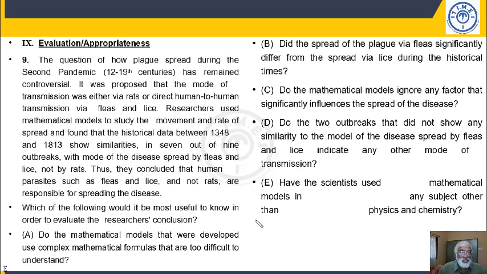Let's look at another question type. So you also get questions that ask you to evaluate or ask you how appropriate an argument is. So let's consider those.